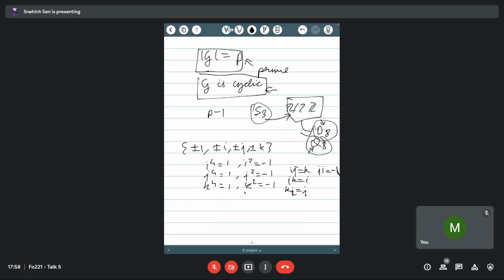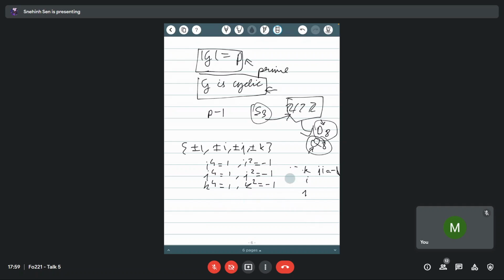Basically, it's enough to say that i to the power 4, j to the power 4, k to the power 4, i square, j square, k square is equal to minus 1, and ijk is equal to 1. You can verify that it's enough to say that. Wait a second, what did I say right now? ijk equal to minus 1. Sorry, not minus 1, my mistake. So this is what you have. It's equivalent in a sense. So just think about it.